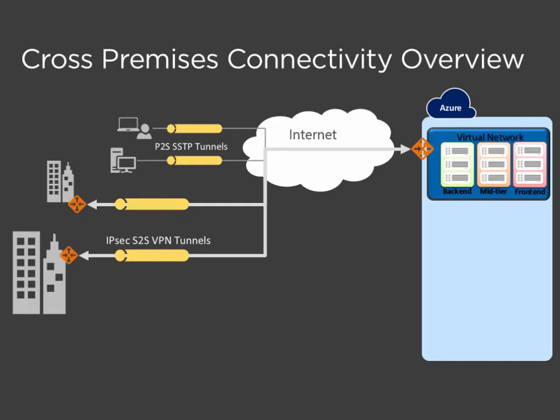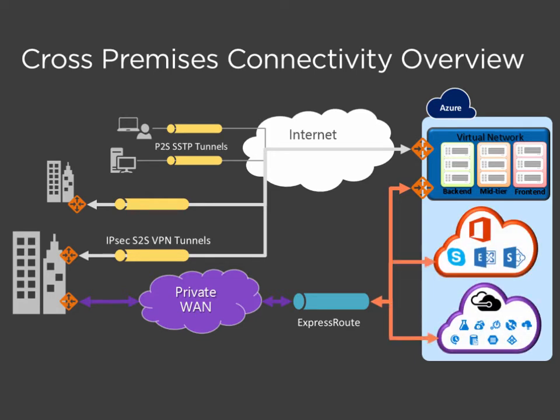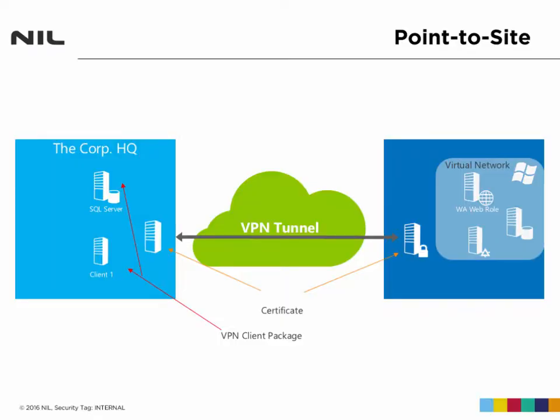If you want a private WAN, then you use ExpressRoute. Azure is also used for running Office 365, and other services running in Azure can be connected through ExpressRoute. So not just Azure, but also other services run by Microsoft or by third parties. Let's dive a little more into the different types of connectivity.